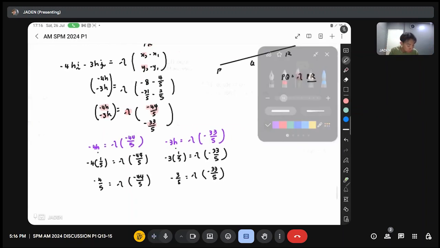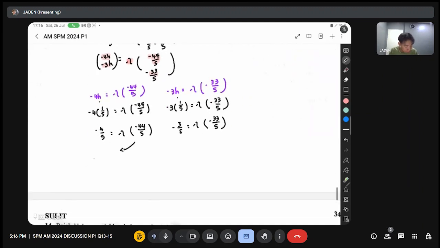So what you want to do here is to bring this down. So negative 4 over 5 divided with negative 44 over 5. I suppose your lambda you will achieve is 1 over 11. Same goes to the right hand side. You want to throw this to the left. So negative 3 over 5 divided by negative 33 over 5. And you're going to get your lambda result is 1 over 11.